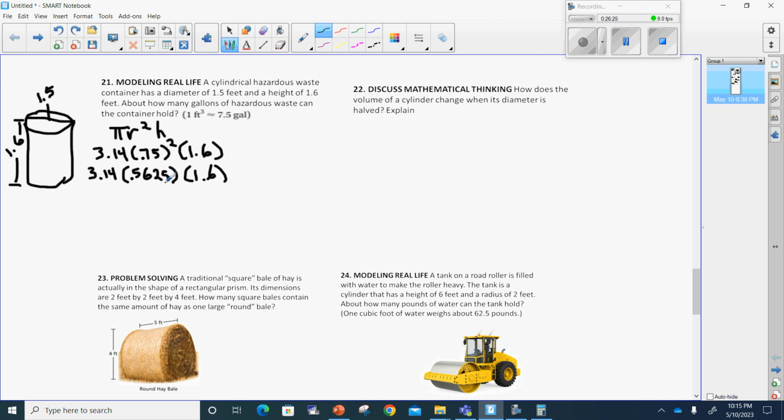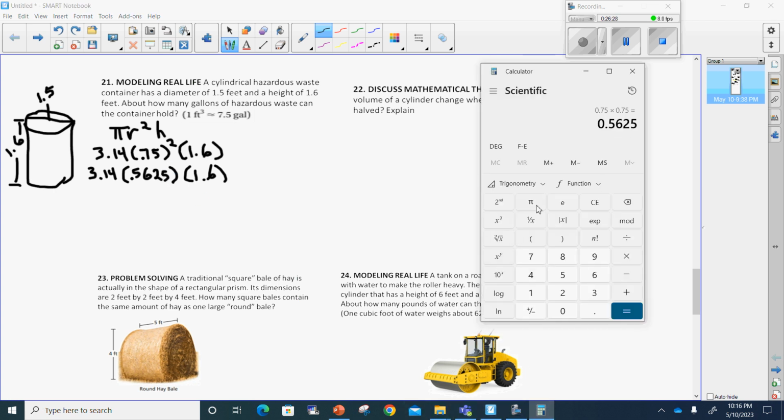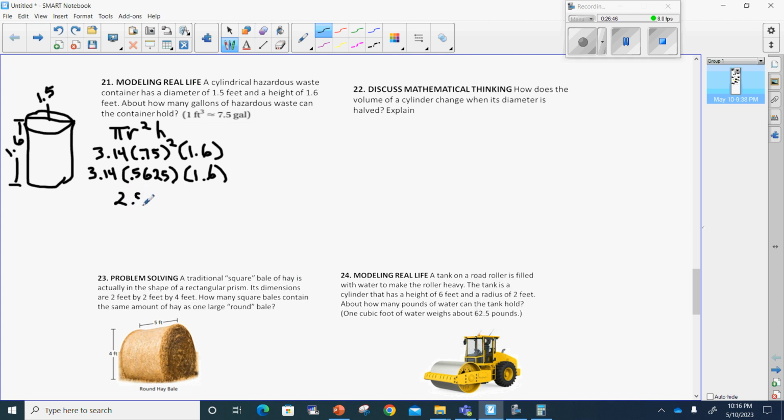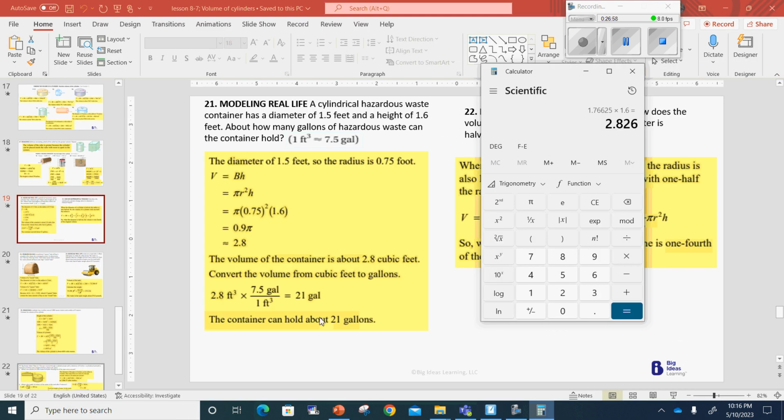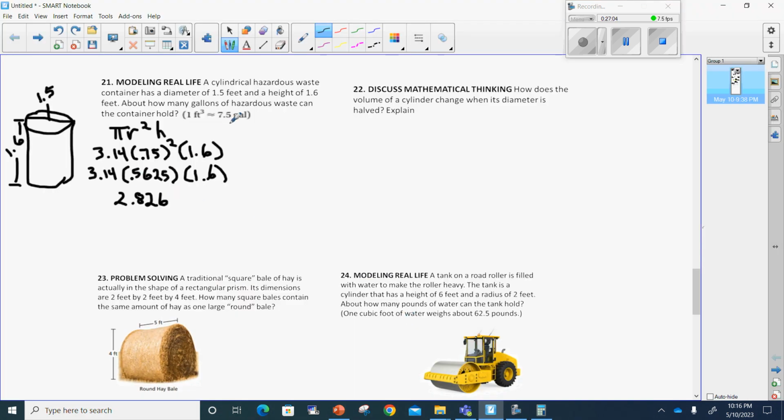Now I can multiply all these together. Now we're going to multiply this by 3.14, and we're going to multiply it by 1.6. That gives us 2.826. Is that right? 2.826. Yeah, about 2.8. All right, now we know this is feet cubed.